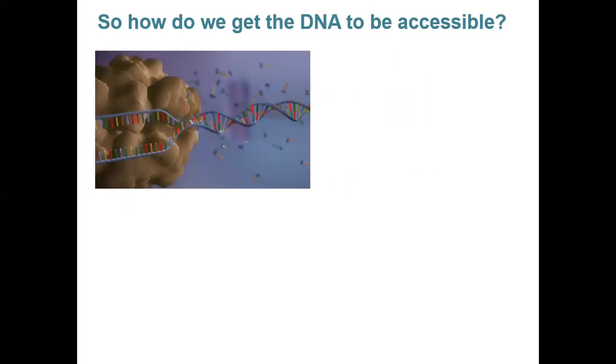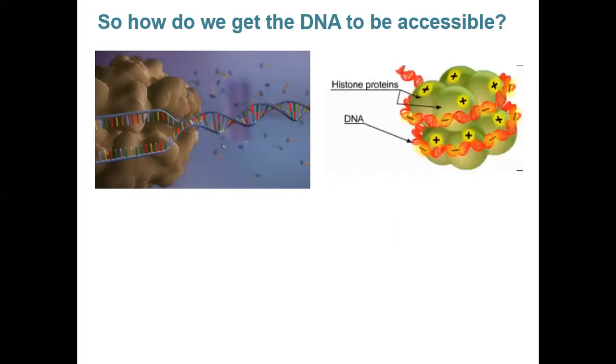So how do we get the DNA to be accessible? Well, the first step of protein synthesis, remember, is for RNA polymerase to latch onto the DNA and then read the information in the DNA and create some mRNA. But it can't do that if the DNA is tightly wound around these histone proteins because there's no room for it to get in there. The histones block the RNA polymerase.